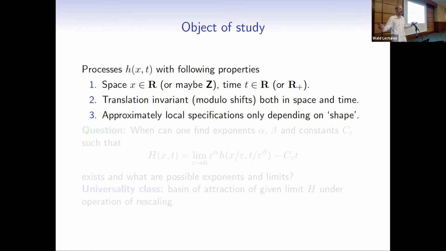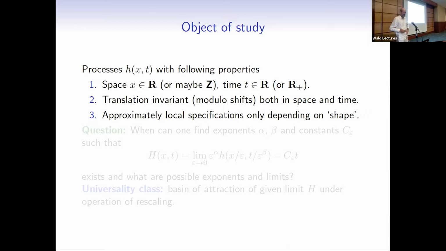you take a process that depends on space and time. You can imagine some sort of model for a one-dimensional interface that separates two regions in a two-dimensional substrate. It depends on time because it moves in time, and it depends on a one-dimensional spatial coordinate because maybe it's a graph over a line or something like that.